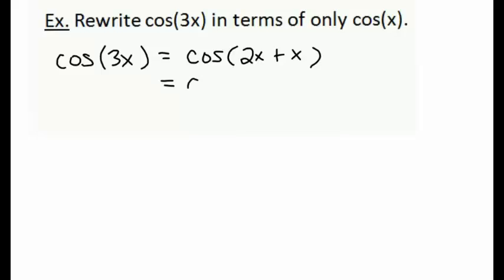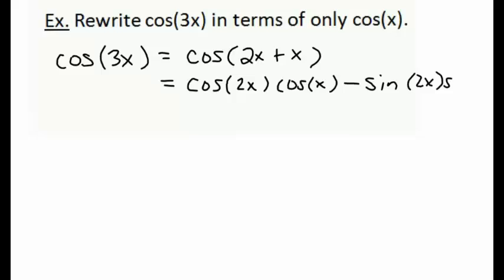Applying the addition formula for cosine, we're going to get cosine of 2x times cosine of x minus sine of 2x times sine of x. Now, from here, we do know the double angle formulas for cosine and sine, so let's substitute those in next. Since we want our final expression to be in terms of only cosine of x, it makes sense in this instance to replace cosine of 2x with 2 cosine squared x minus 1.